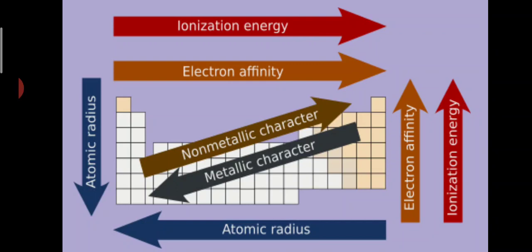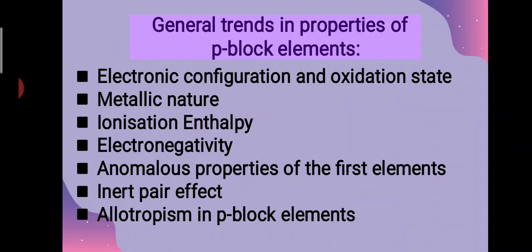So this is how you have to remember. Top to bottom, atomic radius increases, and top to bottom, ionization energy decreases. From left to right, atomic radius decreases, and left to right, ionization energy increases. Is it clear?